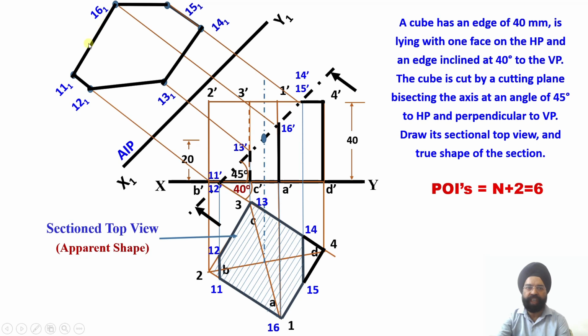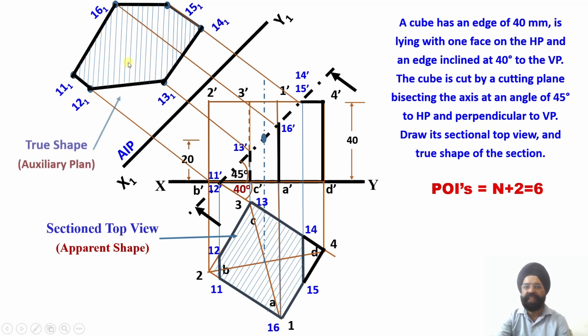So let us join all these edges over here. So this is the true shape of the cut section. So sectioning has been done at an angle of 45 degrees with respect to the X1, Y1 reference line, right? So this is our true shape or the auxiliary plan. So this way, you see, using the principles of projections of solids, sections of solids, and the auxiliary plane method, we have been able to obtain the front view of the sectioned solid, the top view of the sectioned solid, and the true shape of the cut section over there, right?